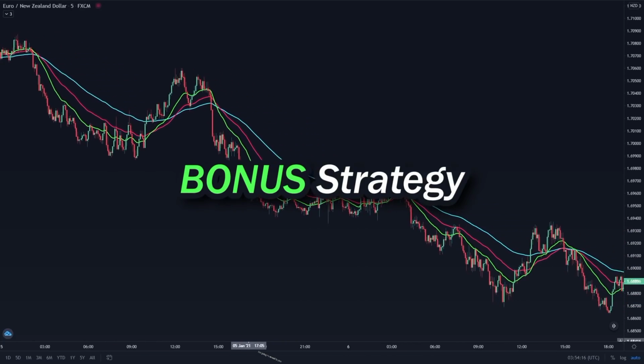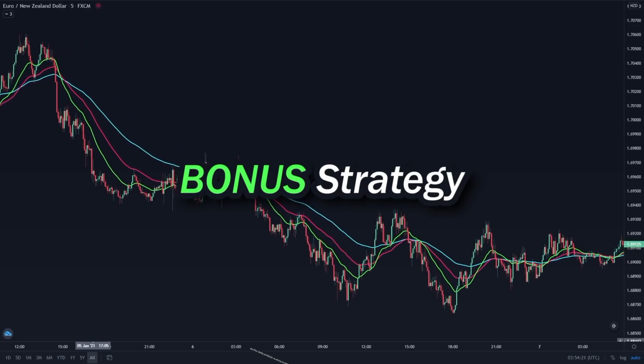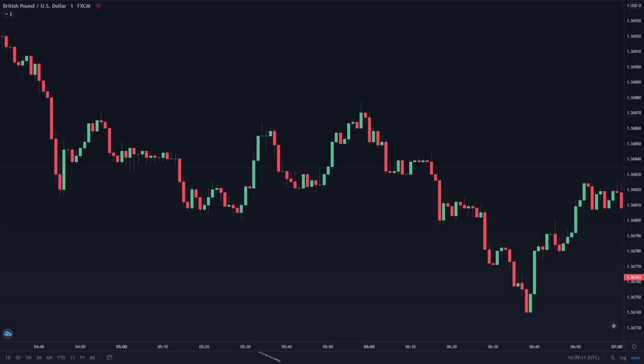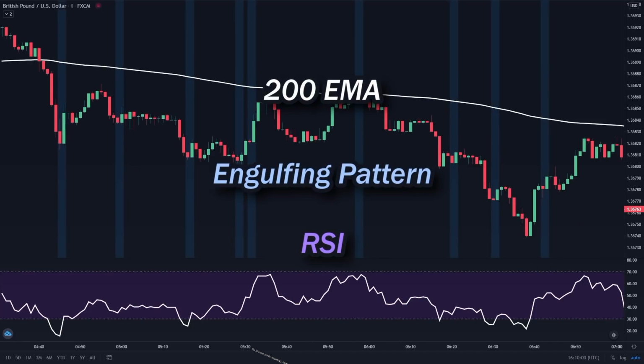As a bonus, I'm going to reveal to you another highly profitable scalping strategy. So for this next strategy, I'm using a combination of the RSI, the 200 EMA, and the engulfing pattern.